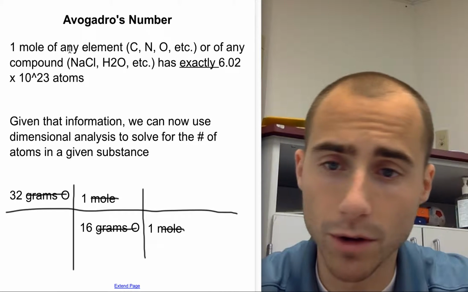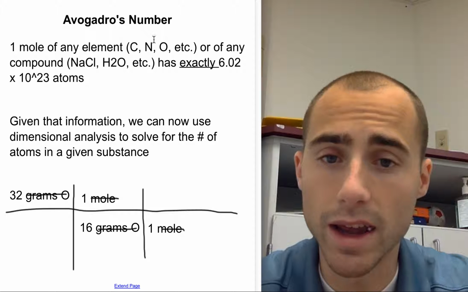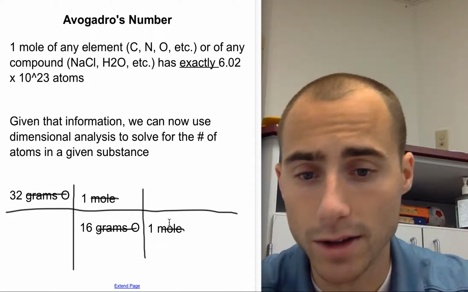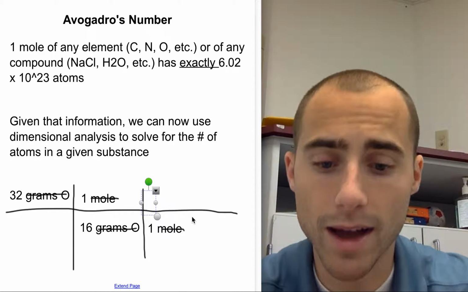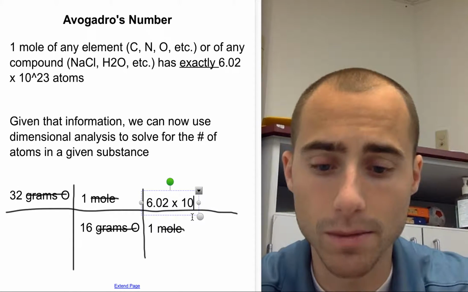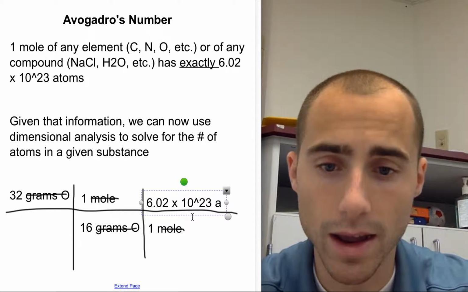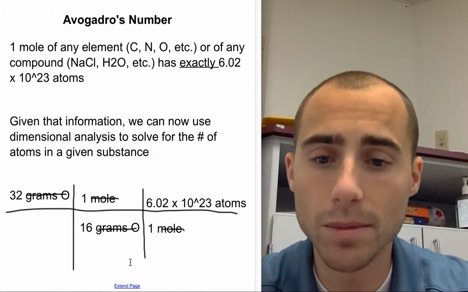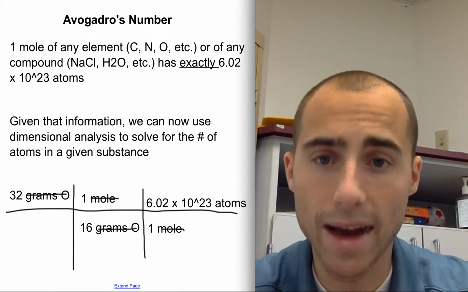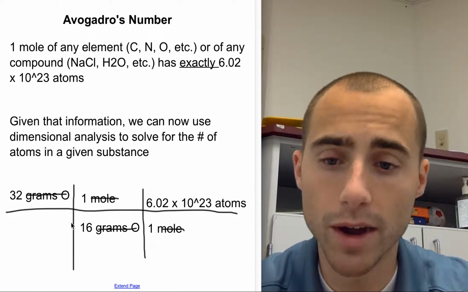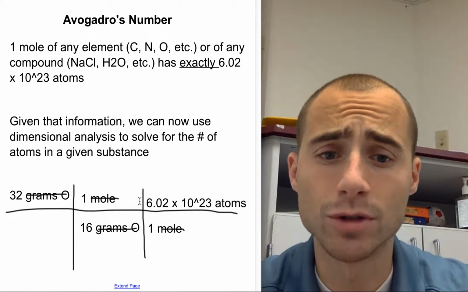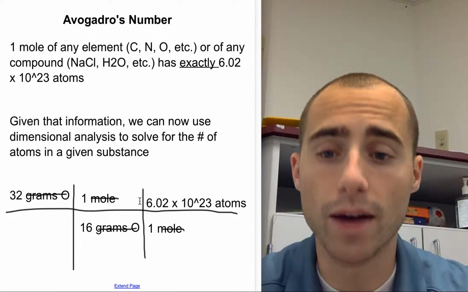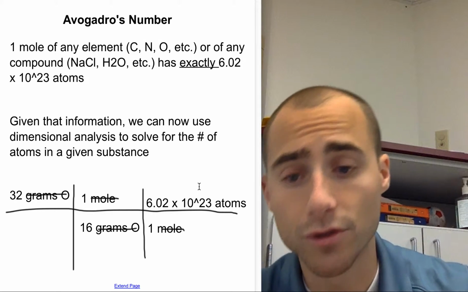Therefore, if we look back up at our notes right here, 1 mole of any element or compound has exactly 6.02 times 10 to the 23rd atoms. So 1 mole has exactly 6.02 times 10 to the 23rd atoms. So right there, and then we are ending up in atoms. So we've gone from 32 grams to moles and now to atoms. And so that is going to be how you calculate using Avogadro's number. And then you would just multiply straight across.